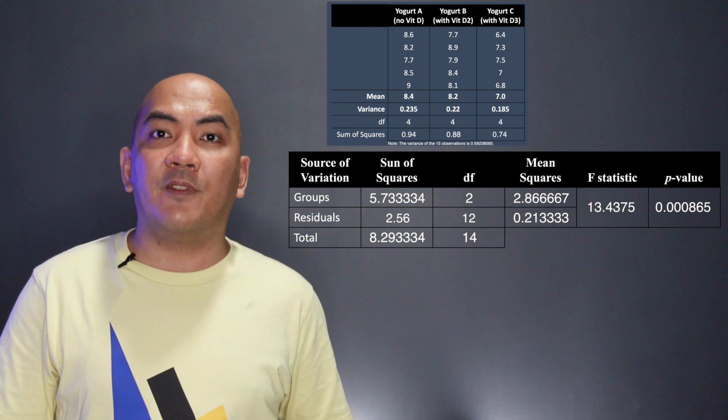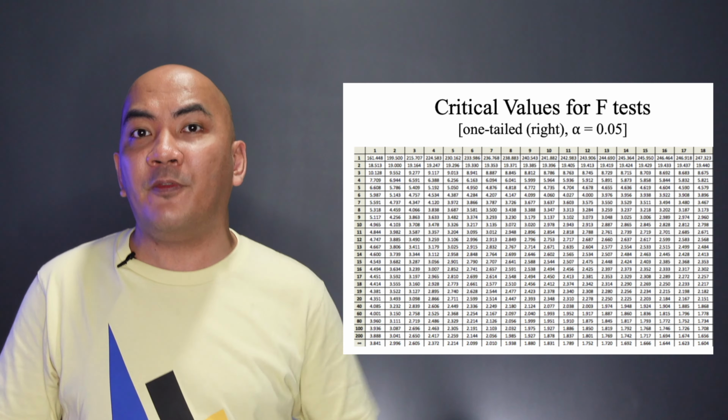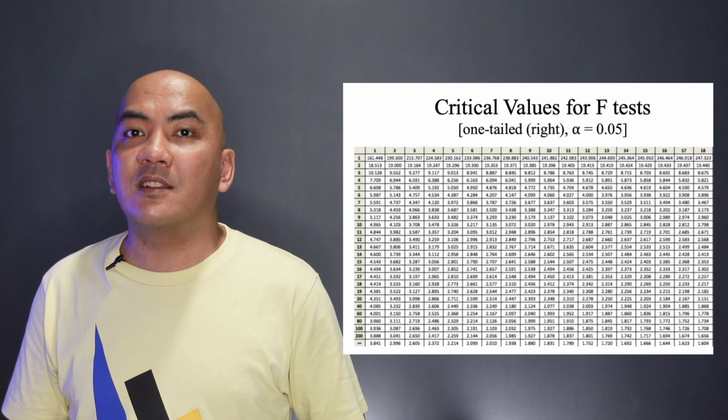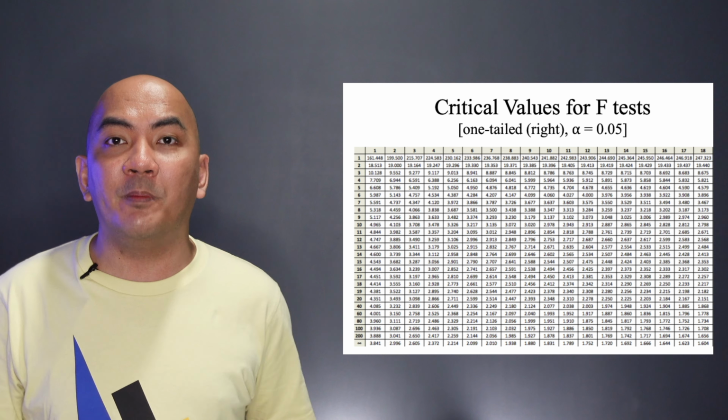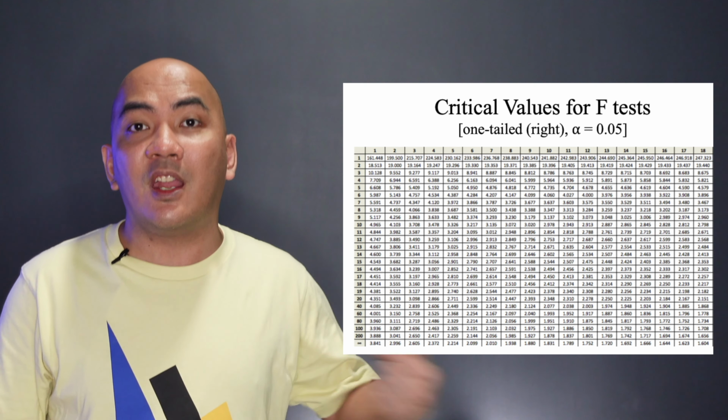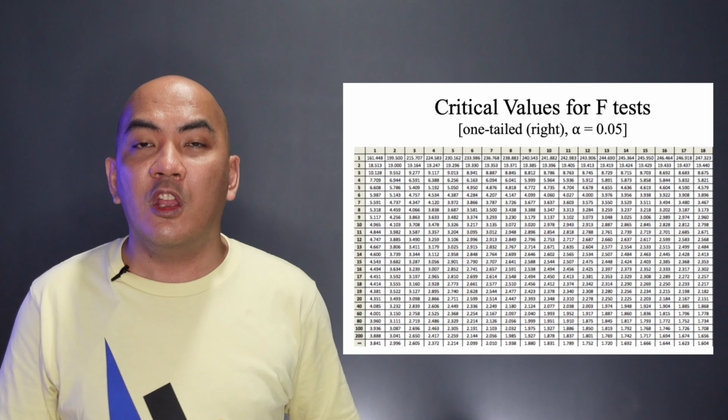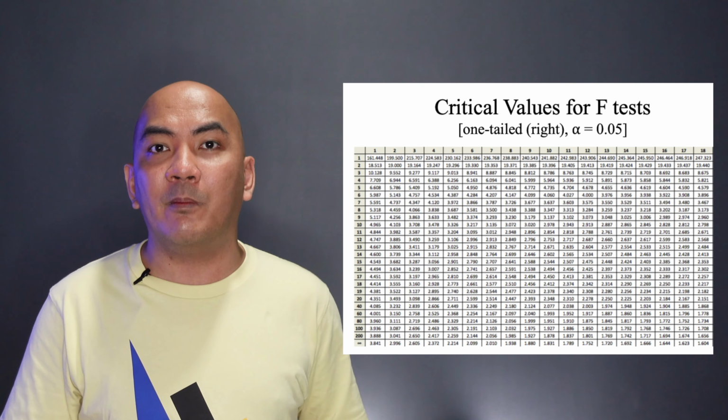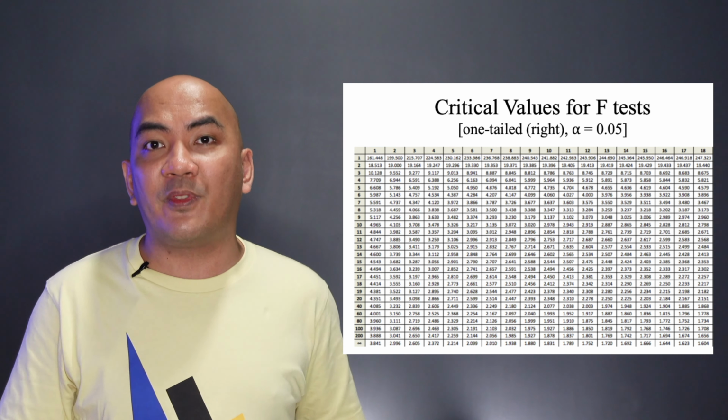Now, as for the critical value, we have to make use of a different table since in the analysis of variance, we are always performing a one-tailed test which is on the right tail of the F distribution. So we have a separate table this time for the critical values of the F test.